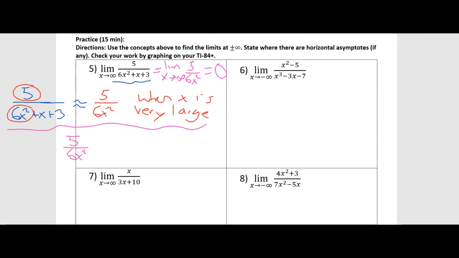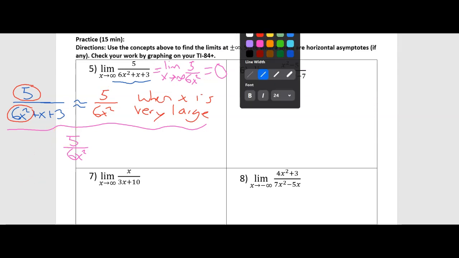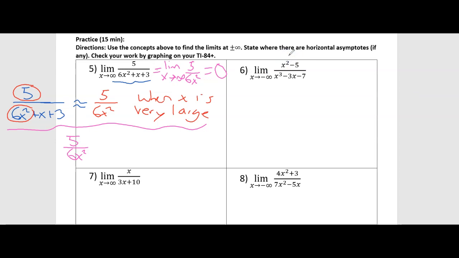All right, let's move on to number 6. So number 6, we are looking at the limit as a function approaches negative infinity. I'm going to take a look at these powers, and I'm going to notice that the denominator has a higher power than the numerator. So right away, I know that my limit at negative infinity is going to be equal to 0.